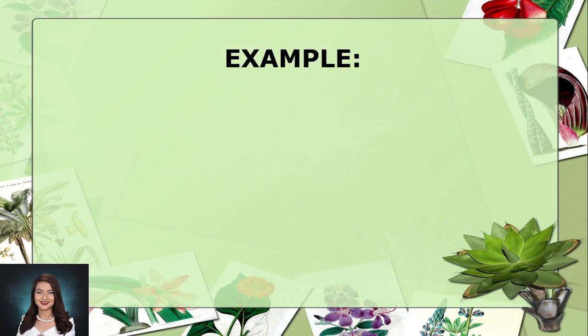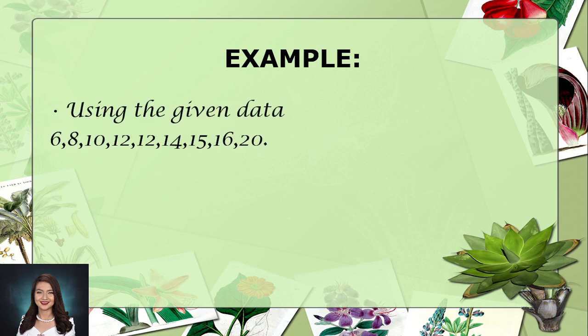So let's take a look at this example. Using the given data 6, 8, 10, 12, 12, 14, 15, 16, and 20, we're going to find quartile 3, decile 6, and percentile 65. We're going to apply the formulas that we have discussed earlier.